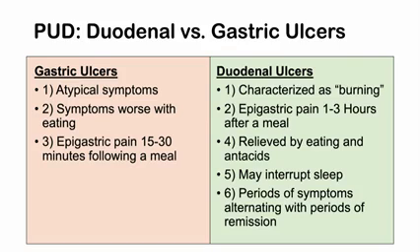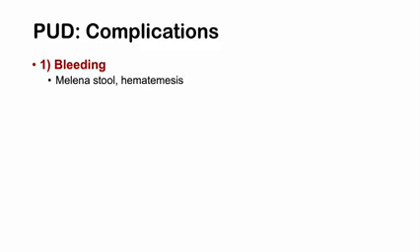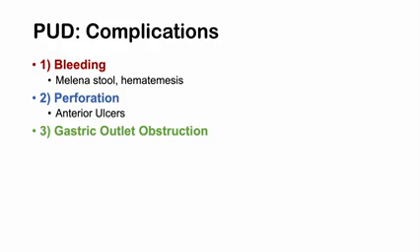Symptoms are better for certain periods of time and worse for other periods of time. There are also some important complications with peptic ulcer disease, including bleeding. This can lead to melena stool, hematemesis, and hematochezia can also occur, as can perforation of the ulcer itself. This is more likely to occur with anterior ulcers. Gastric outlet obstruction can also occur, and then pancreatitis can also occur from peptic ulcer disease, especially with posterior ulcers. So those posterior ulcers can irritate the pancreas, leading to inflammation of the pancreas.